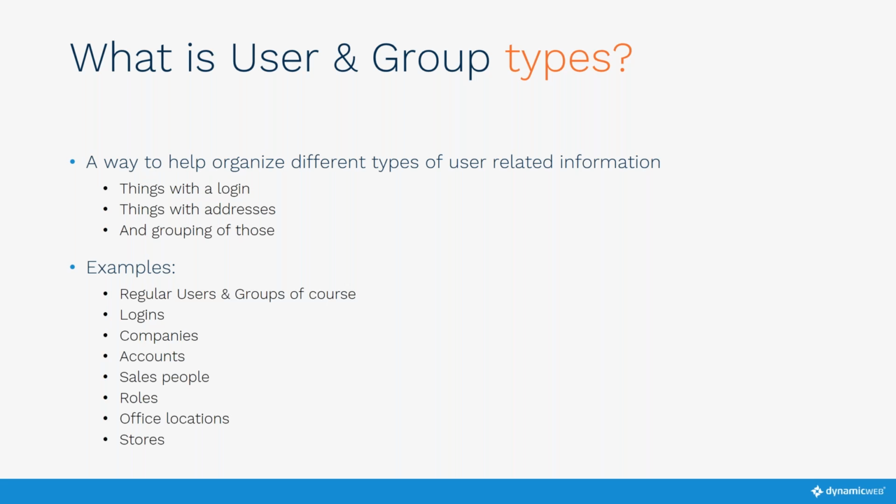So, user and group types is a way to define each of these different types of users and groups and give them a specific look and feel, and only have the fields that we need in order to create a dealer, for example. We don't need a username and a password on a dealer, so those are fields that we can take out. And there's a number of examples of these different user and group types.